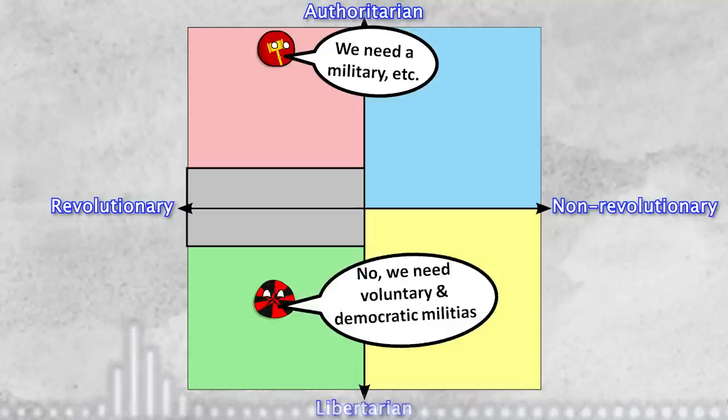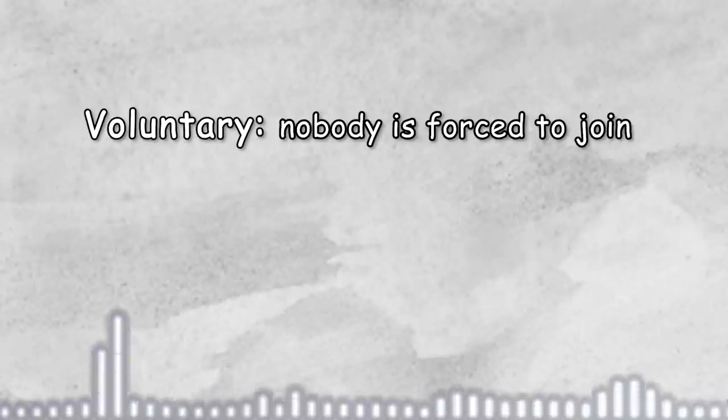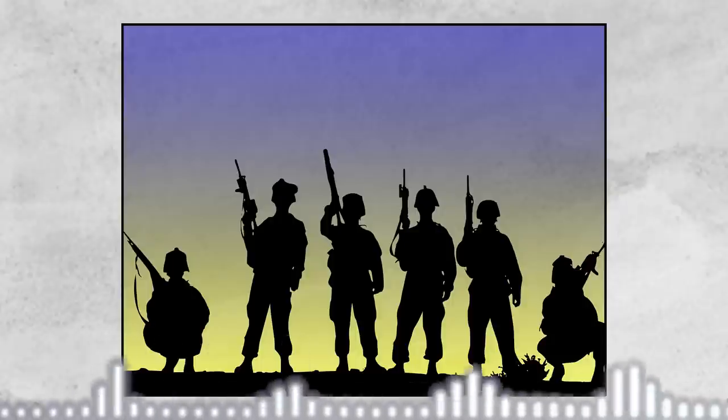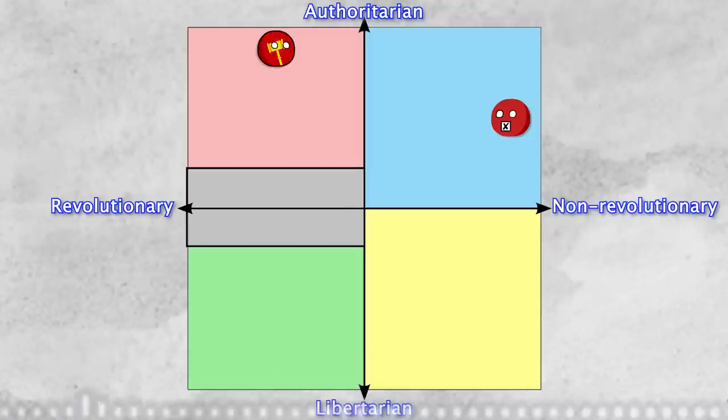Libertarian socialists say no. Instead of a military, people can create militias that are voluntary and democratic. Voluntary in that nobody's forced to join, people just sign up voluntarily. And democratic in that militia members elect their own officers. These militias would not be a standing army. They'd only mobilize in emergencies like a civil war.